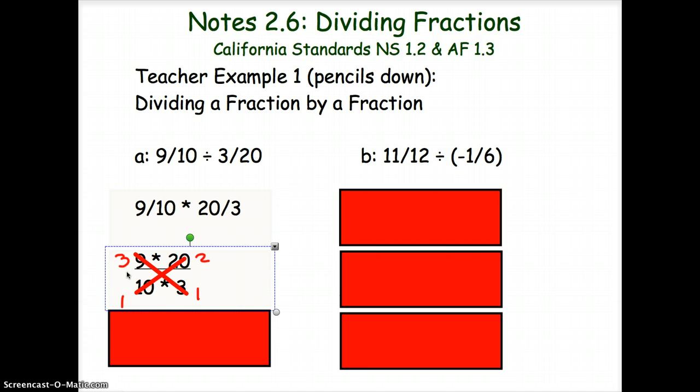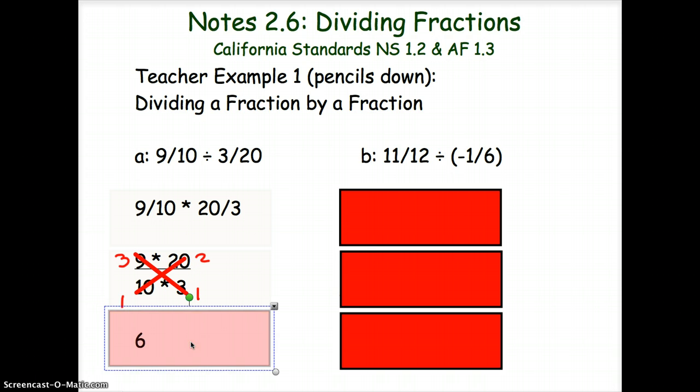9 divided by 3 is 3. 3 divided by 3 is 1. 20 and 10 are both divided by 10. 10 divided by 10 is 1. 20 divided by 10 is 2. And I end up with 3 times 2 is 6. And that would be 6 over 1, but as we've talked about before, we don't need to write the 1 because it doesn't do any good.